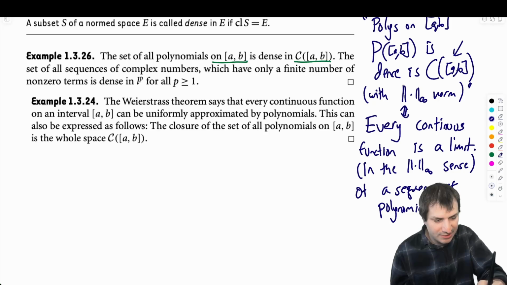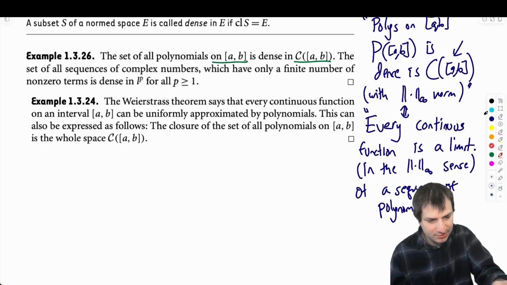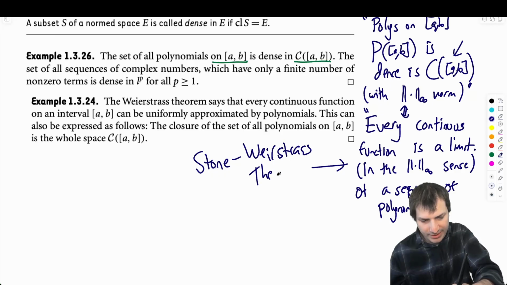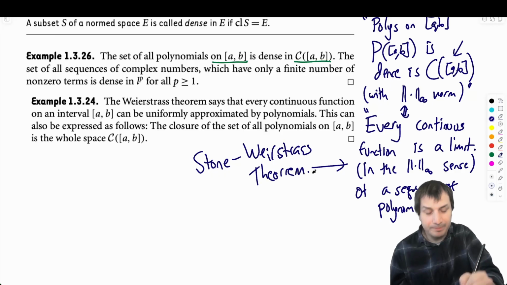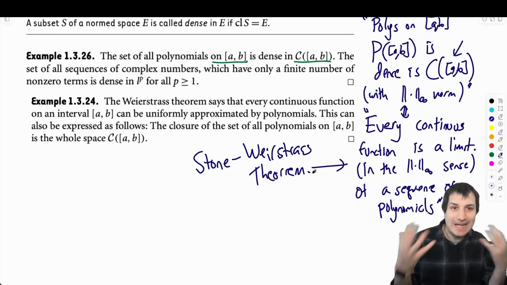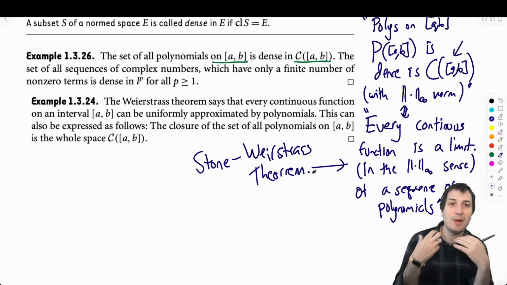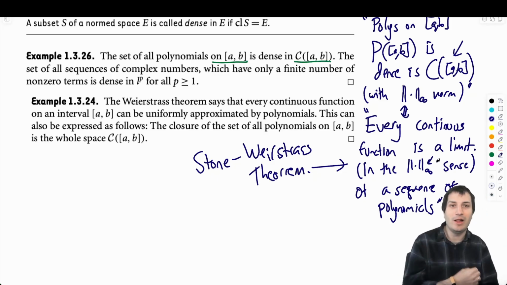So this is a famous theorem that you may or may not have seen. This is called the Stone-Weierstrass theorem. It has some very nice proofs that the polynomials are dense in all the possible continuous functions. You can approximate any continuous function by polynomials uniformly well.